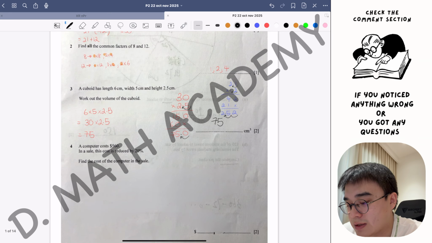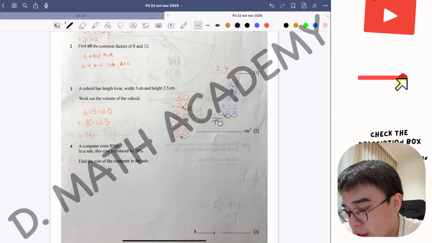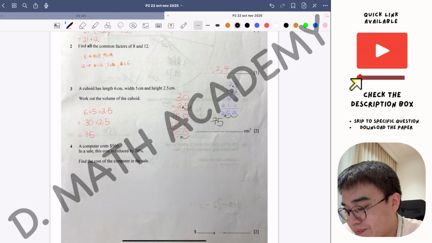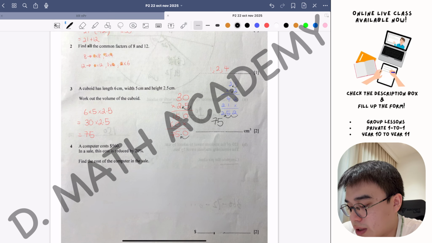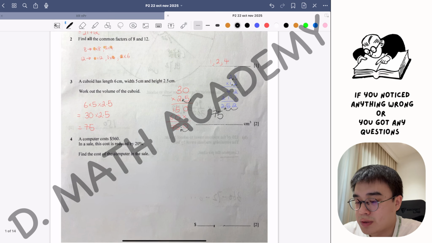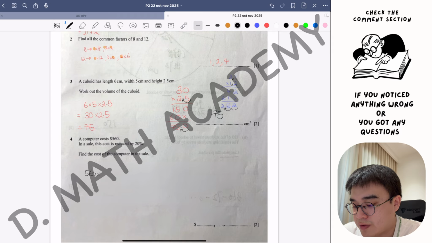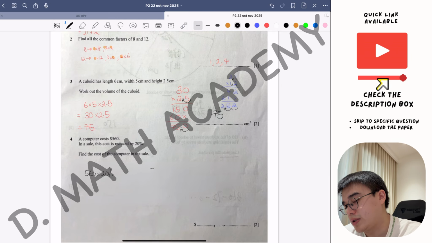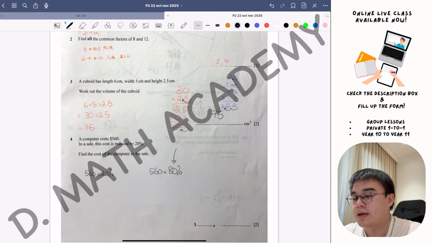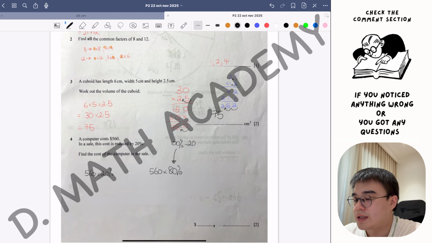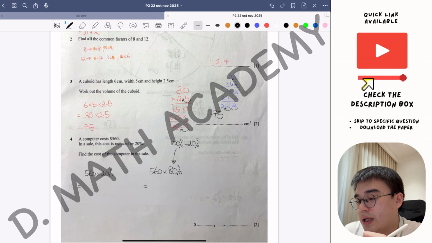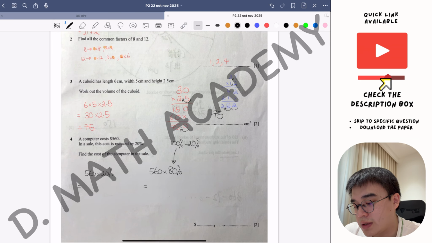Lastly, in question 4 on page 1, a computer costs 560. The cost is reduced by 20%, and then find the sale price. So for questions like this, you have two options. Either you work out how much the sale reduction was first, or you can just take it and multiply by 80. You might wonder how I get 80. 80 was derived from 100% minus 20%. This 80% that you have here is the cost after the sales. So just calculate it out.